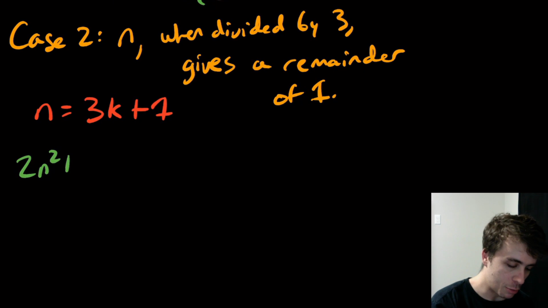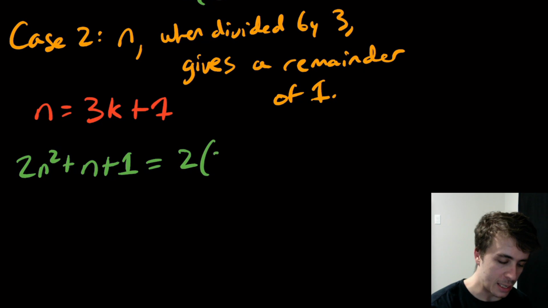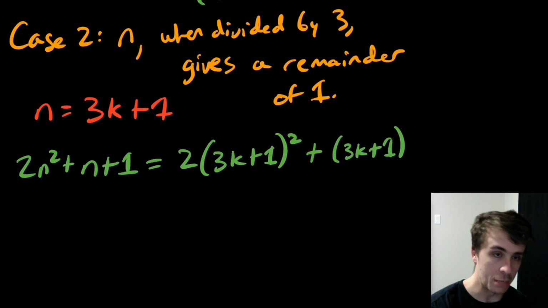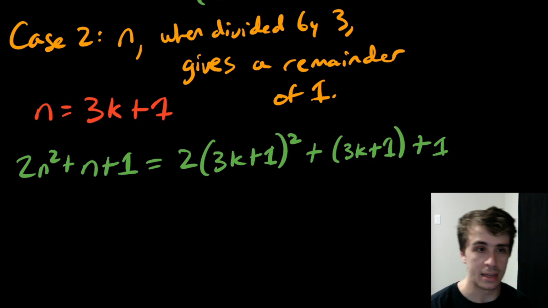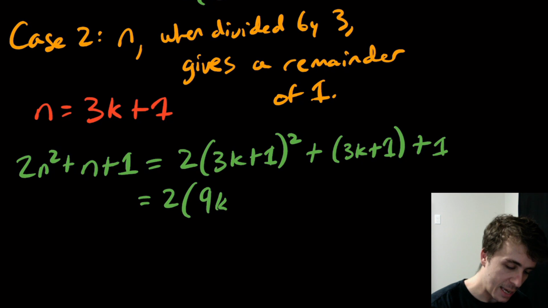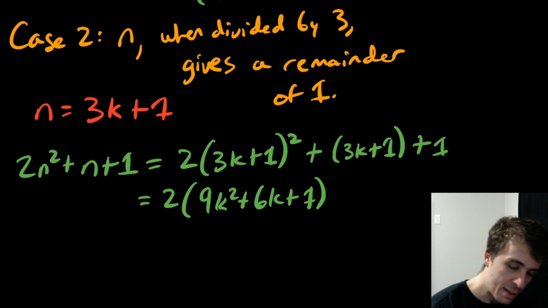So 2n squared plus n plus 1. Just plug it in: 2 times (3k plus 1) whole thing squared plus 3k. You don't have to put parentheses here, but I like to do it just so that I can keep everything straightforward. All right, so let's work on this one. That's 2 times (9k squared plus 6k plus 1). And then we can simplify all of this out here. So that's going to be 3k plus 2.